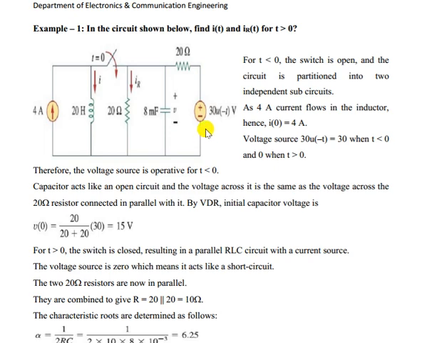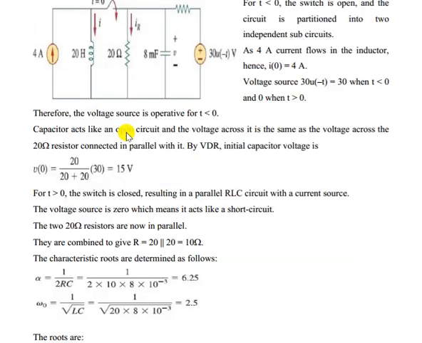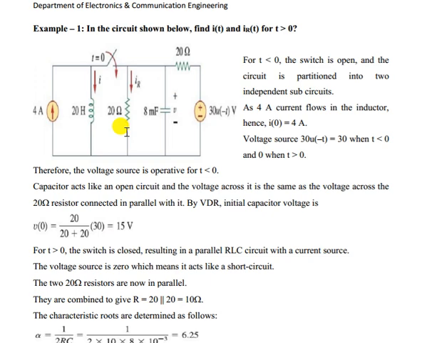Right? The capacitor acts like an open circuit, and the voltage across it is the same as the voltage across the 20 ohm resistor. That means this 30 volt source is operating for t less than 0, and this is also operating for t less than 0.